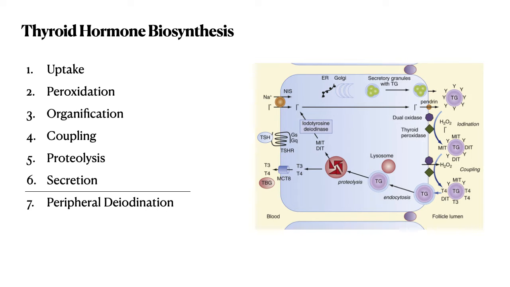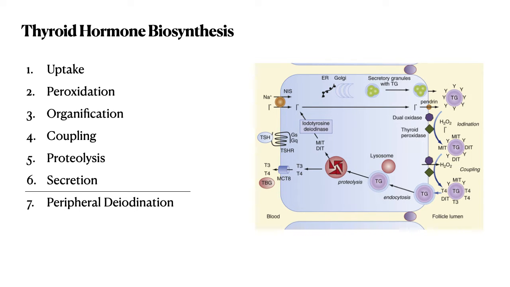Let's now go into thyroid hormone biosynthesis. There are 7 steps to the formation of active thyroid hormone. So let's just run down the 7 steps. The first is uptake, next is peroxidation, organification, coupling, proteolysis, secretion, and peripheral deiodination.